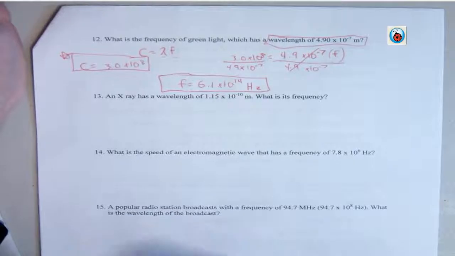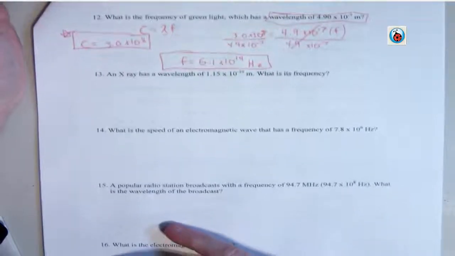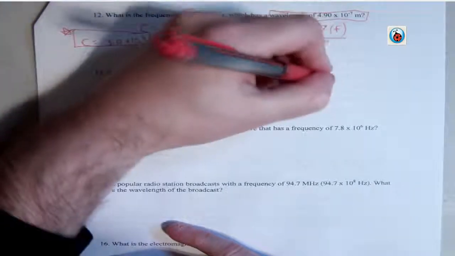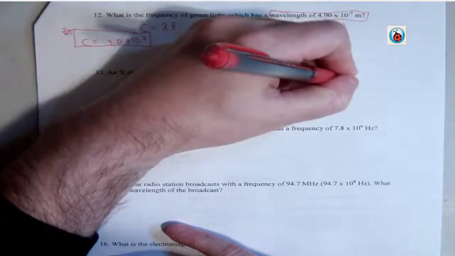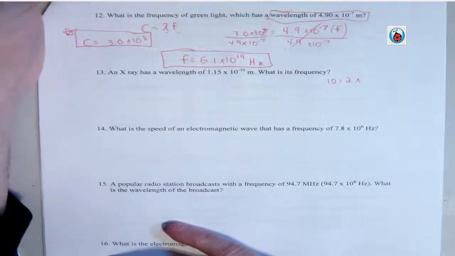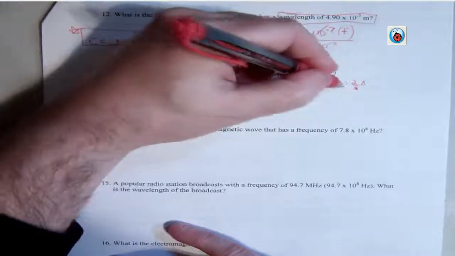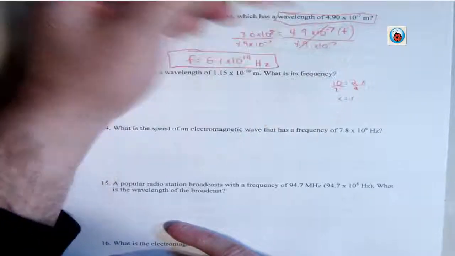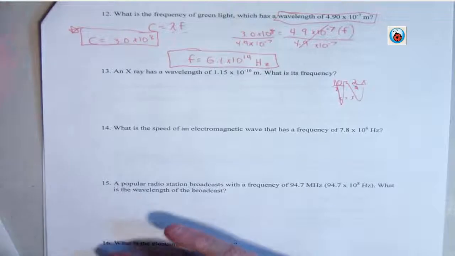Cool. I mean, this stuff is going to be super easy. Again, this is like your basic Algebra 1. It's basically like 10 equals 2x. I mean, that's all you're doing. Divide the 2 out, x equals 5, right? Easy. I mean, this is pretty easy stuff.